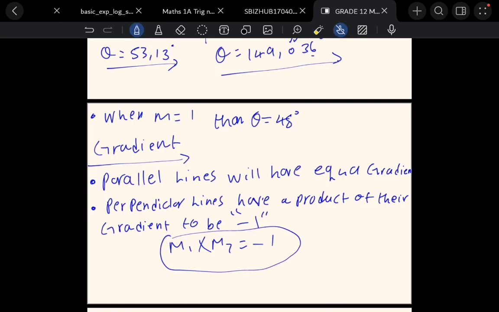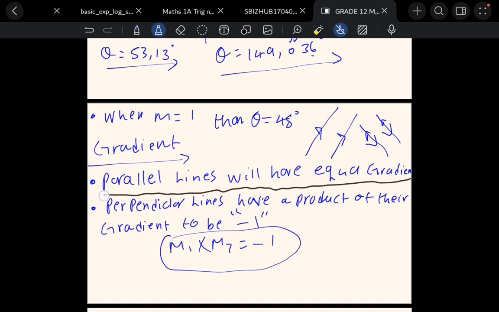But parallel lines, because they are parallel, will continue with equal value. It does not matter, they will still have equal gradient. Understand?